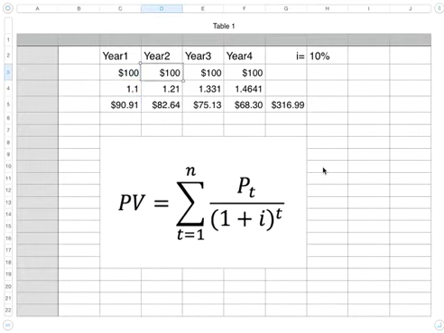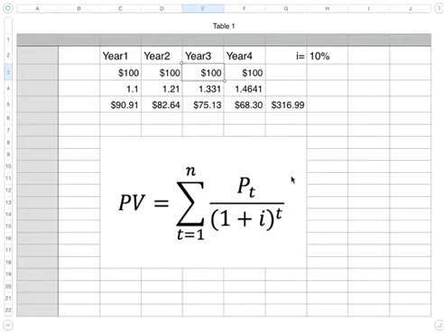We do the same thing for year 2. We get a payment in year 2, so that's P2 is equal to $100. The discount factor in the second year is 1.1 squared, which is 1.21. So 100 divided by 1.21 is equal to $82.64.